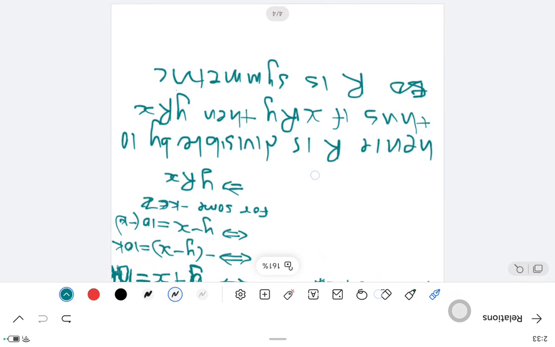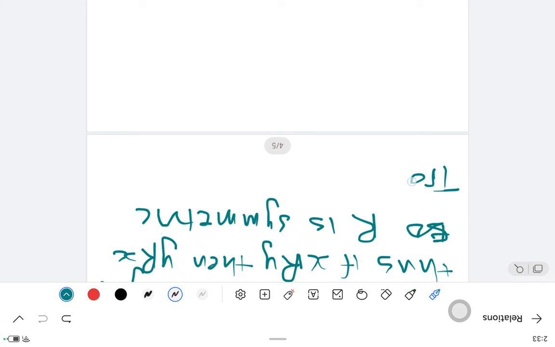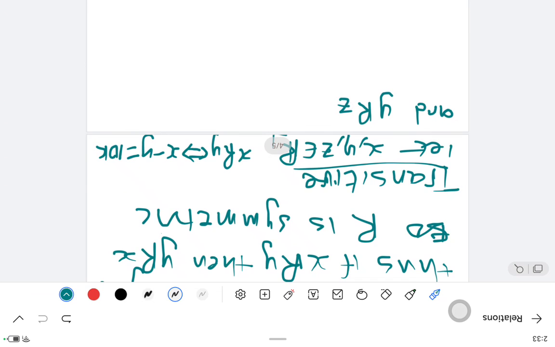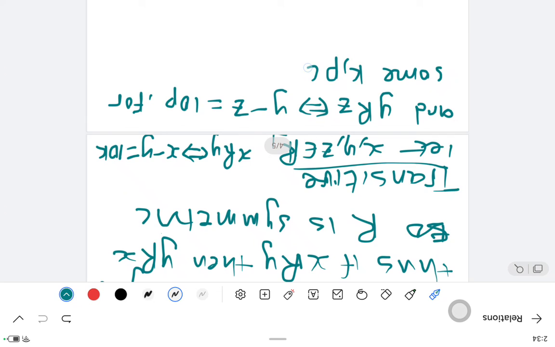Then we come to transitive. We're going to take three elements, x, y, z, elements of R. We know that x is related to y if and only if x minus y is equal to 10k, and y is related to z if and only if y minus z is equal to 10p, for some k, p elements of integers. I can't use the same constant twice, so that's why I'm taking different constants.